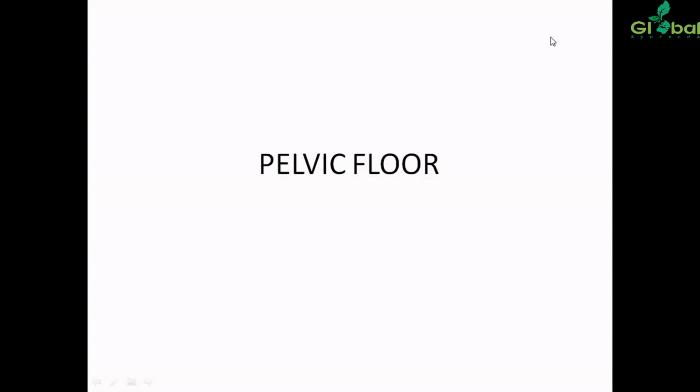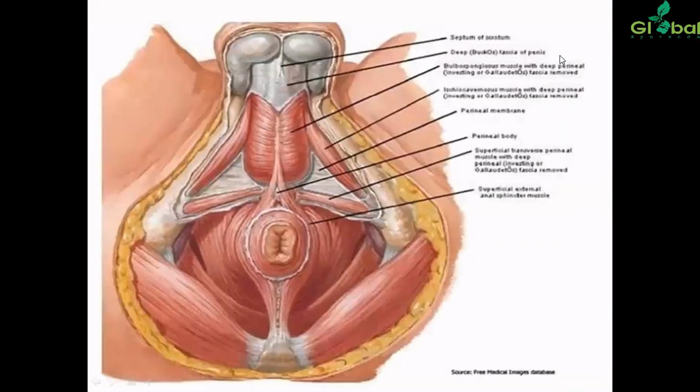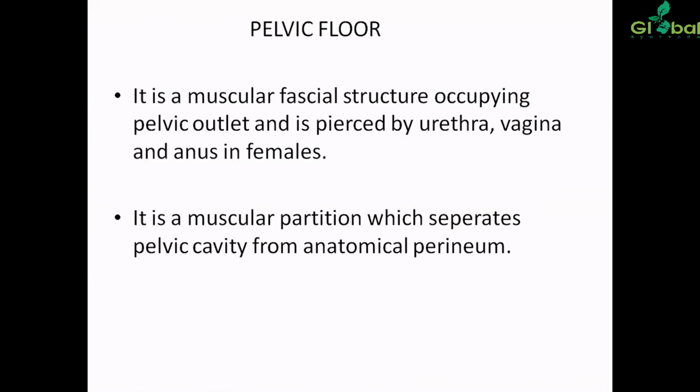Today we can talk about the pelvic floor. In the picture, we can see the pelvic floor. The pelvic floor is a musculofascial structure occupying the pelvic outlet and is pierced by the urethra, vagina, and anus in females. It is a muscular partition that separates the pelvic cavity from the anatomical perineum.